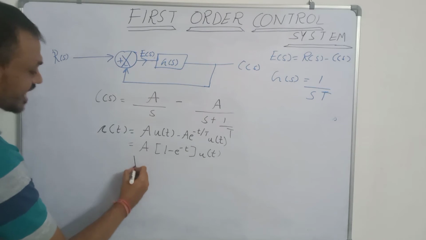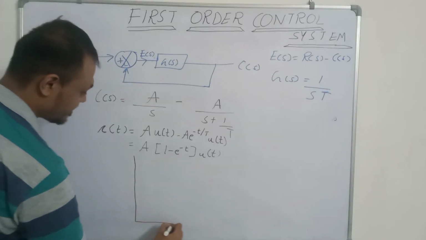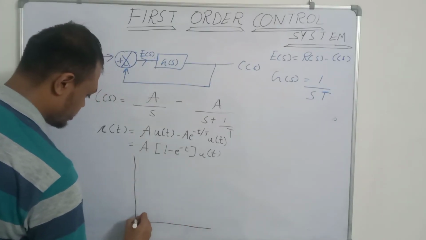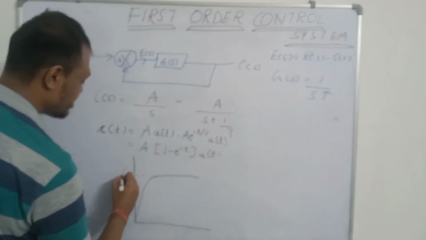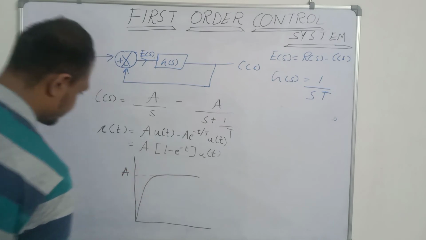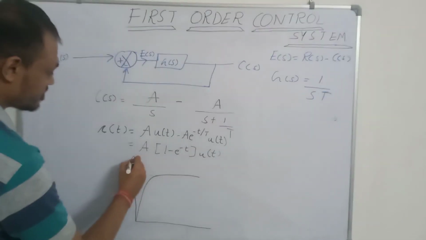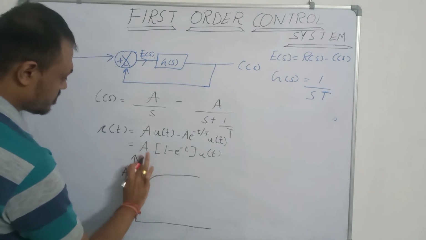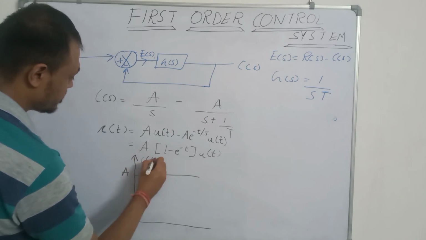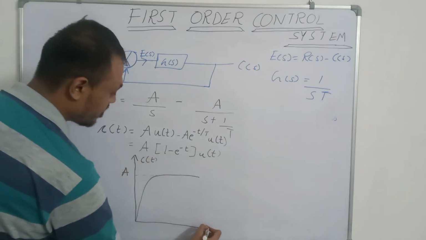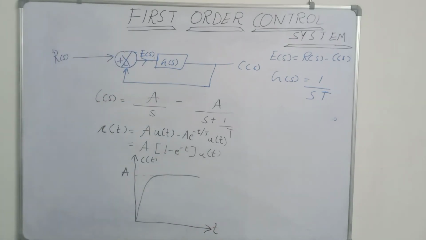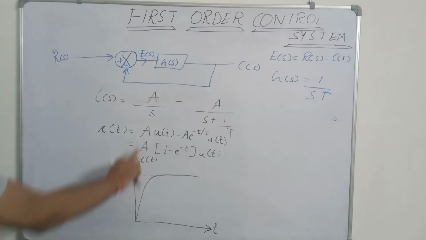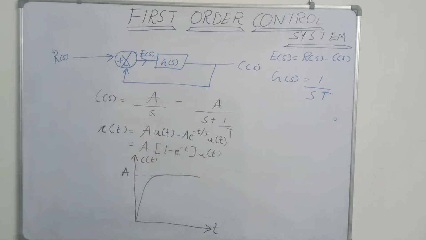So if we draw its graph, then it will be like this. Its maximum amplitude is equal to A. So this is the step response for C of T, and on the x-axis we have the time. And this is composed of two parts. So A into U of T.